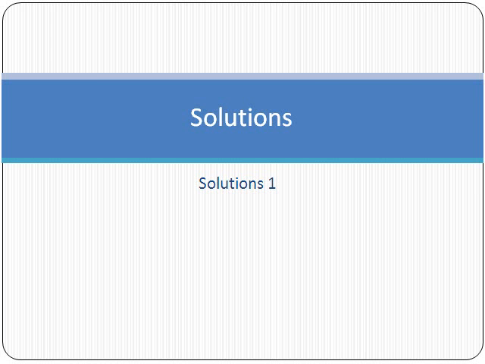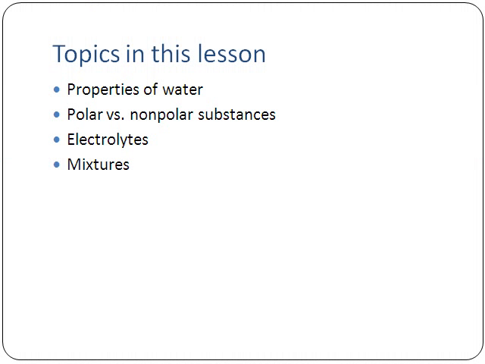Our next unit here is going to be on solutions, and in our first lesson, that unit is going to be Solutions 1. In this unit, we're going to look at a few different things. We're going to talk about the properties of water, why water acts the way it does, and why it's such a unique substance. We'll talk about polar versus nonpolar substances, and what polarity is. We'll talk about electrolytes, and we'll talk about different types of mixtures. Those are the main things we're going to look at here in this unit.